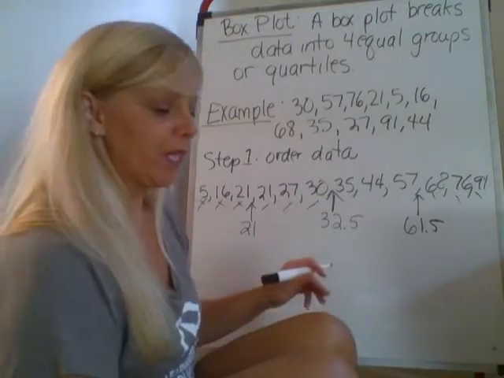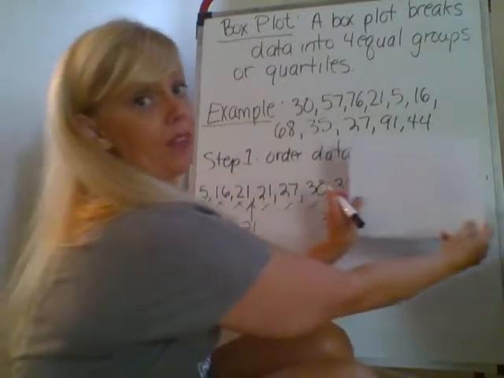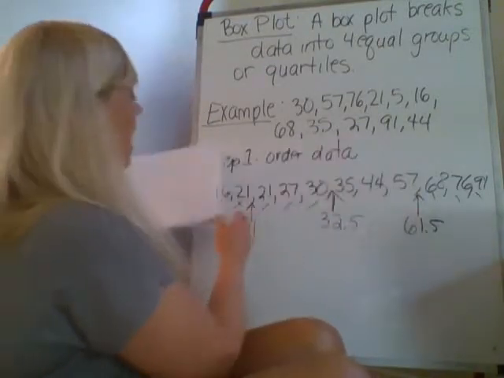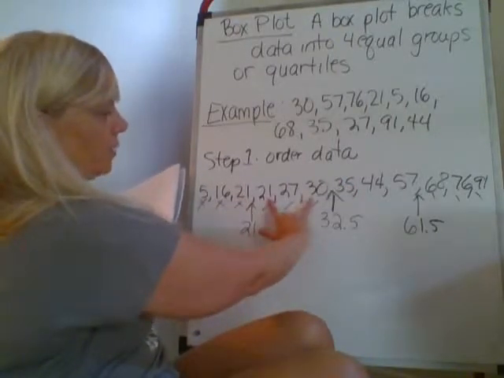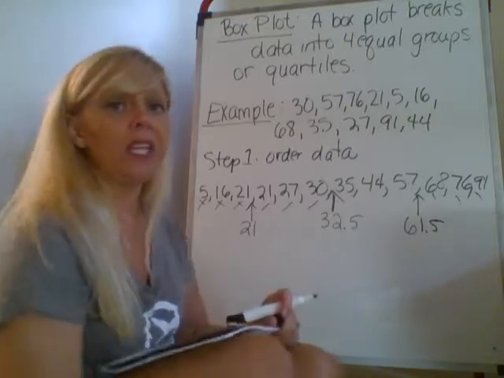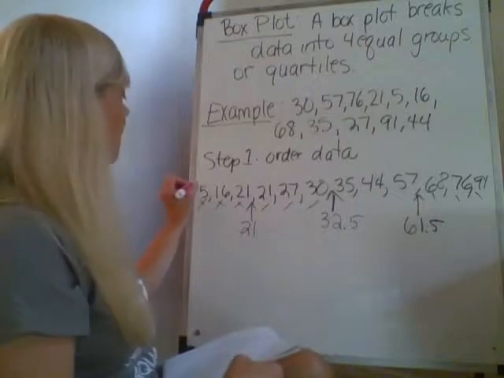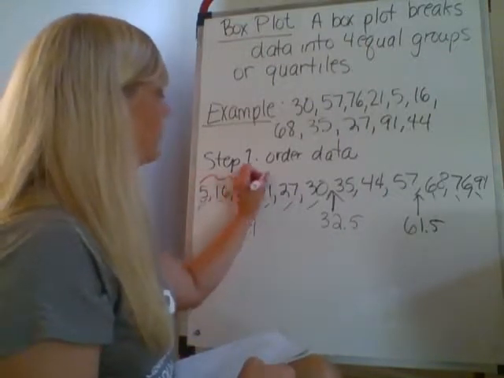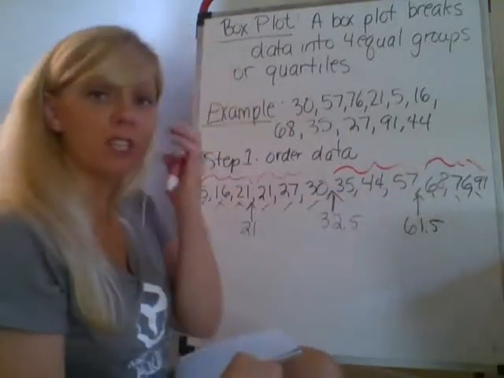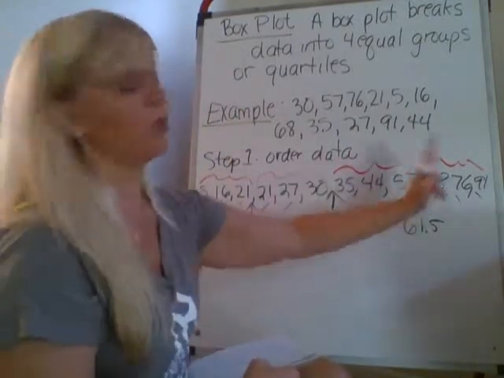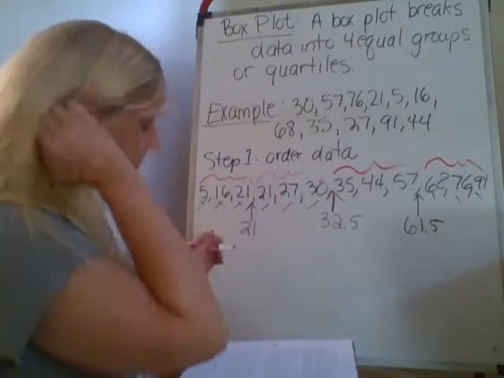If you can see, half my numbers are on this side and the other half of my numbers are on this side. There are 3 numbers here and 3 numbers here, so it's all broken into equal pieces. I have 3 numbers in each set: these 3, these 3, these 3, and these 3. So there are my 4 quarters. All right, so I find all my medians, and that's the second step.